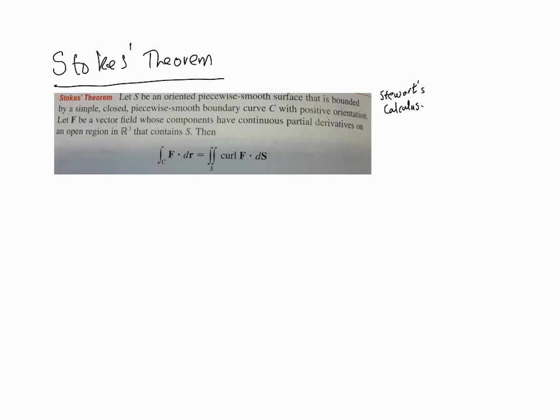Let F be a vector field whose components have continuous partial derivatives on the open region in R3 that contains S. So an open region is one where, of course, the boundary is not included, that contains S itself. Then the line integral of F dot dr of the vector field F is the same as the surface integral of the curl of F dot dS.